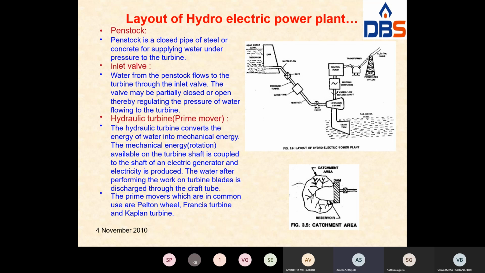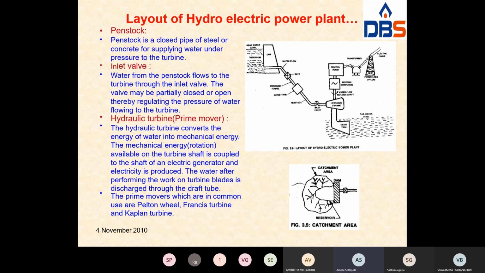This is the inlet valve. Water from the penstock flows to the turbine through the inlet valve. The valve may be partially closed or open, thereby regulating the pressure of the water flowing to the turbine. Whenever the inlet valve is open, the water is supplied from the penstock to the turbine.